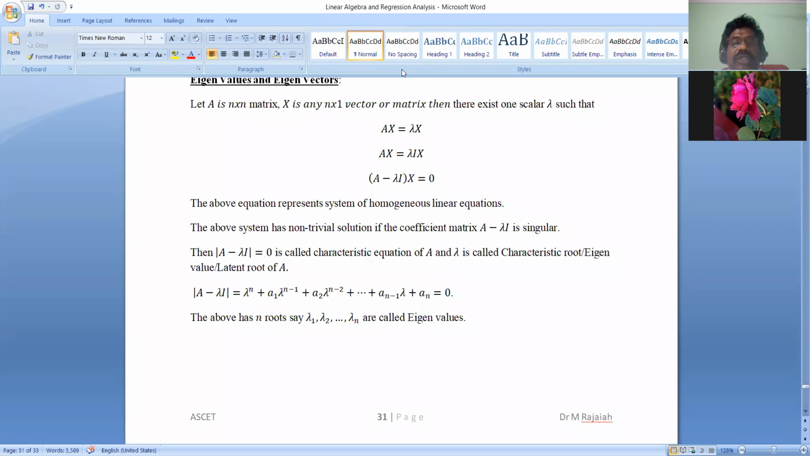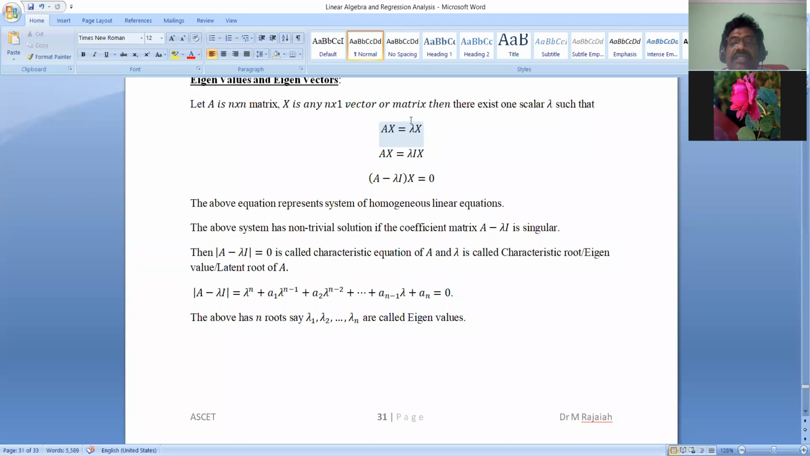Today we are going to discuss eigenvalues and eigenvectors of a square matrix. Let us consider A is an n by n square matrix, and X is any n by 1 vector, or column vector, or matrix. Then there exists a scalar lambda such that the coefficient matrix A times the column matrix X equals lambda times the column matrix X.